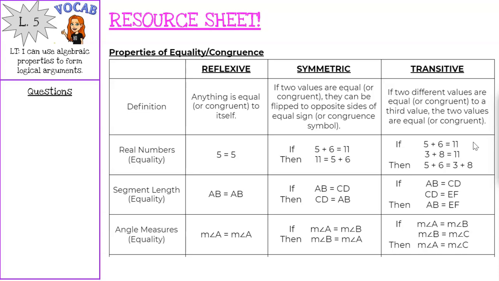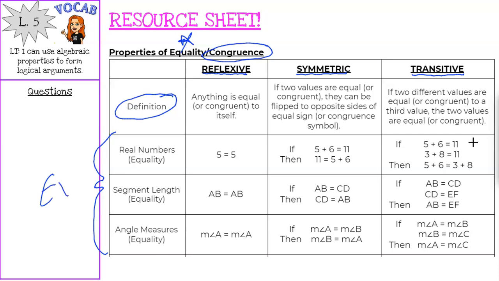The next piece on your resource sheet are some other properties of equality and congruence. We'll get to the congruence piece in our next lesson, but right now we're going to focus on equality. There are 3 properties: the reflexive property, the symmetric property, and the transitive property. For each property, I give you a definition, and then examples of how they can be used. The definition for the reflexive property is anything is equal to itself.